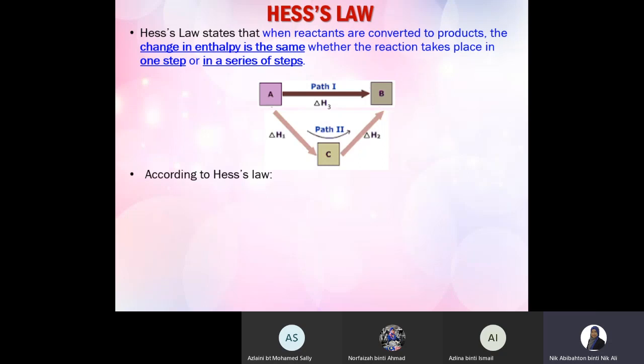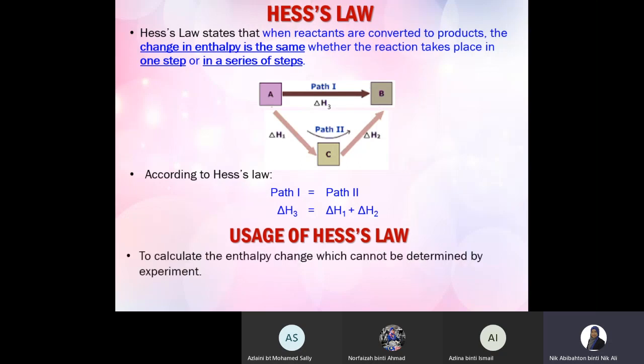Therefore, according to Hess's law, path 1 is equal to path 2, so we use the enthalpy. Delta H refers to enthalpy. We write that enthalpy number 3 equals enthalpy number 1 plus enthalpy number 2. Hess's law is used to calculate the enthalpy change which cannot be determined by experiment, which is what we are going to look at today. Another one, calculation involves two methods: the algebraic method and the energy cycle method. You already looked at this in the previous subtopic, 2.3.